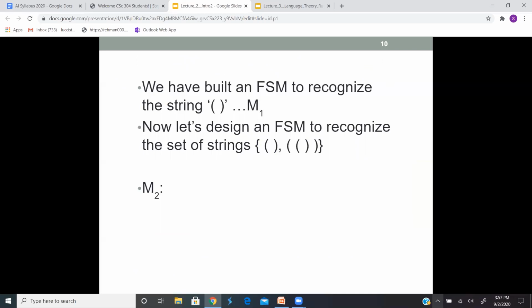All right, Anvin, go ahead. Oh, so there you go. This is actually your point. We've built an FSM to recognize the string, and I'm putting quotes around it, single quote, left, right. So M1 is capable of recognizing this string.